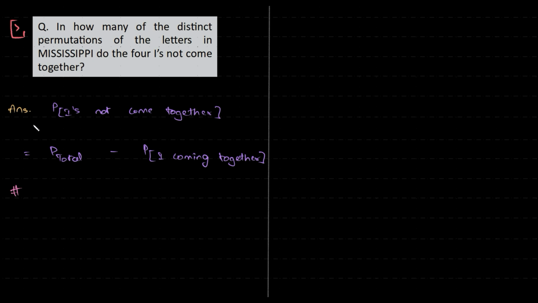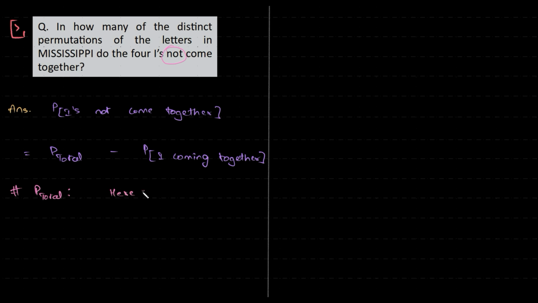Whenever we come across a scenario wherein something is not happening, most of the time this is the way to approach it. So let's look at how many times it is happening, subtract that from the total, and then you'll get the answer. So this is now a simple set of calculations for the first half.